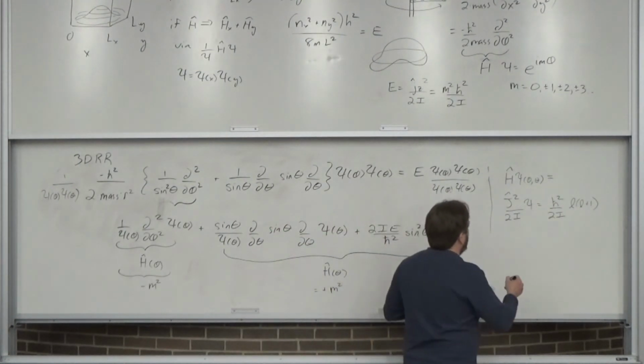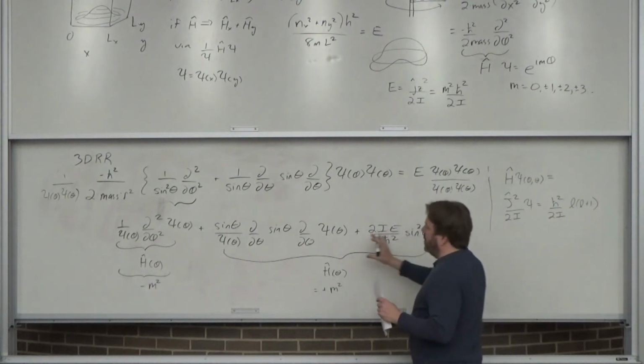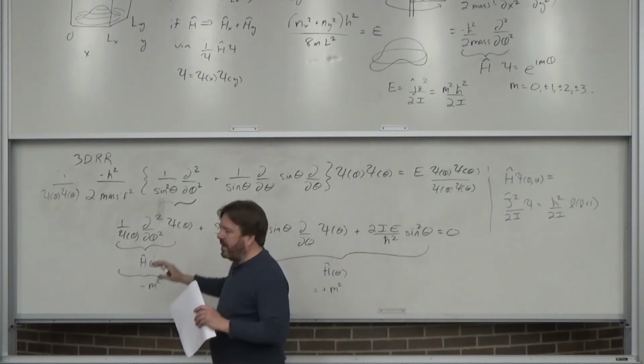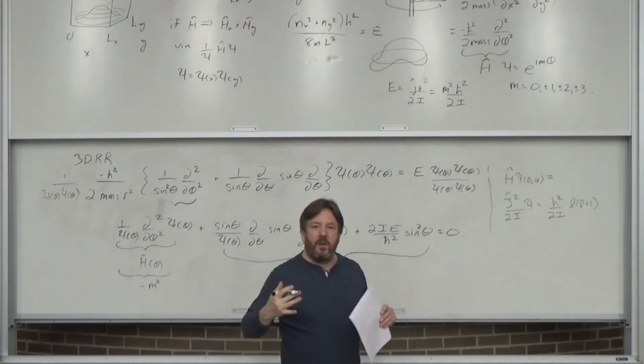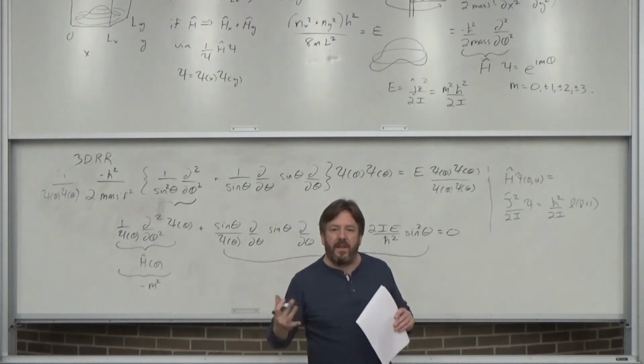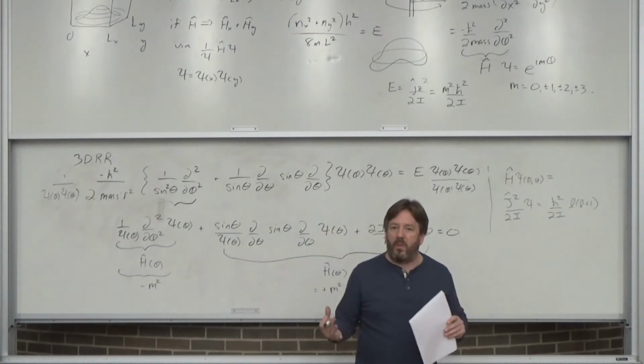Remember that because there's two angles, a theta and a phi, you have two quantum numbers, right? That's another thing that multidimensional does. It gives us more than one quantum number.